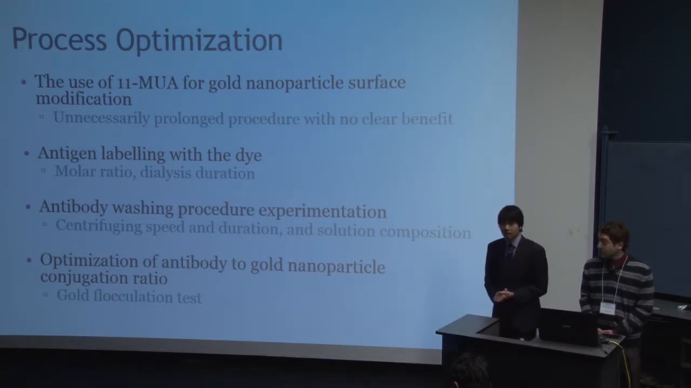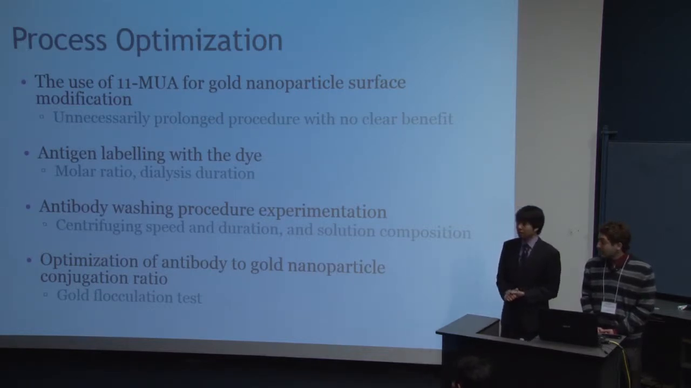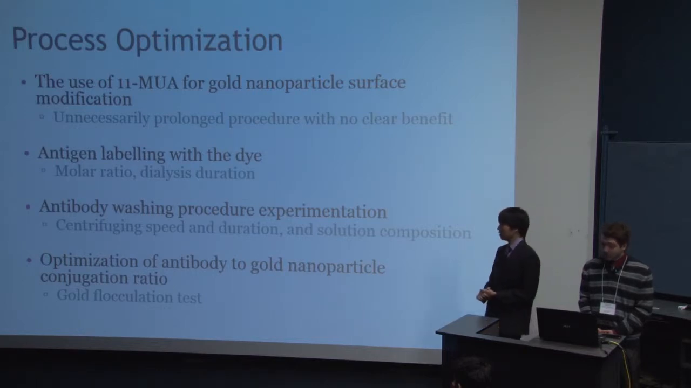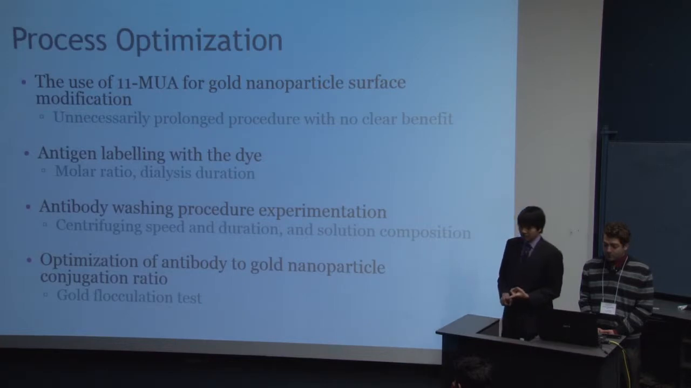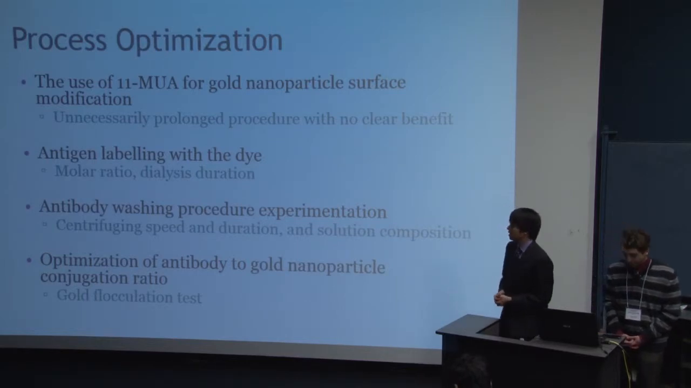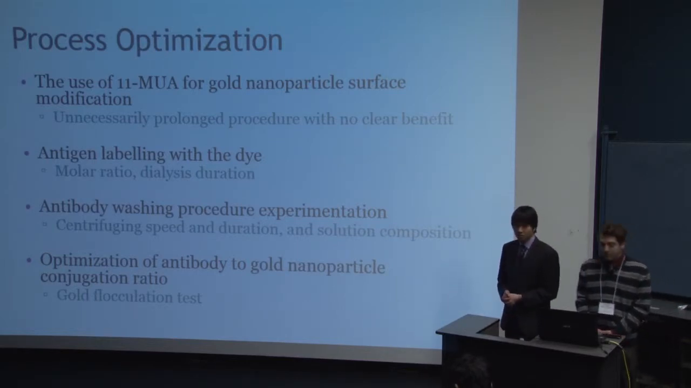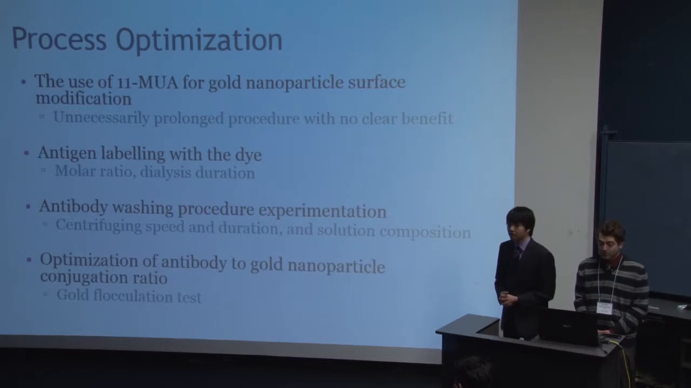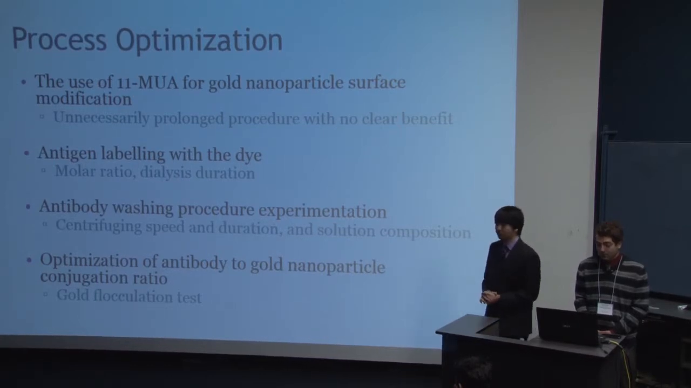When labeling our antigen with the dye, we also had to manipulate the molar ratio in which we added them, and of course we also had to play around with the dialysis procedure to make sure that all of our unbound dye was removed. Similarly, when adding antibodies to the gold nanoparticles, we would add excess antibody to ensure the binding, and we would have to centrifuge repeatedly to wash out the unbound antibodies.